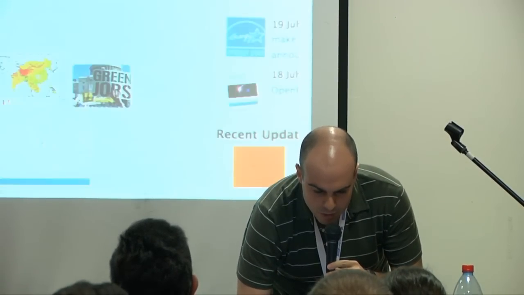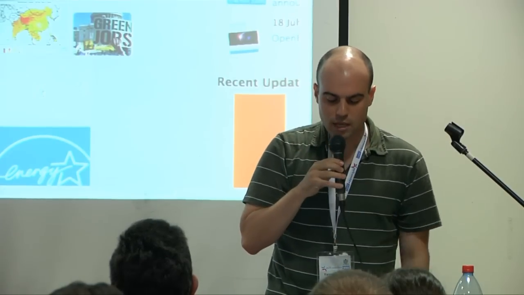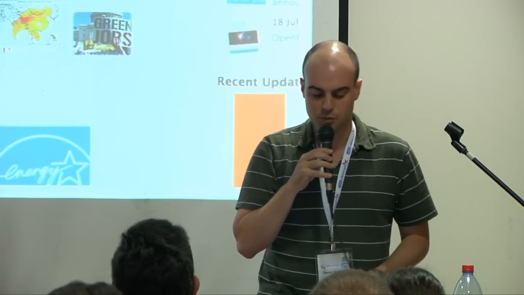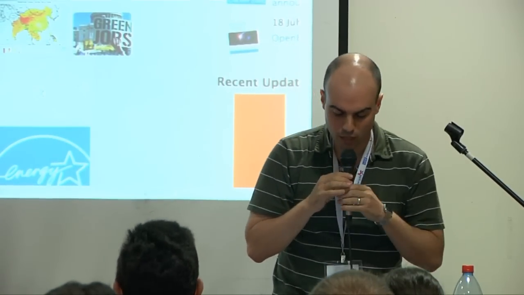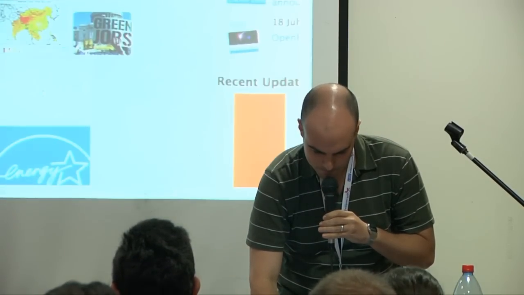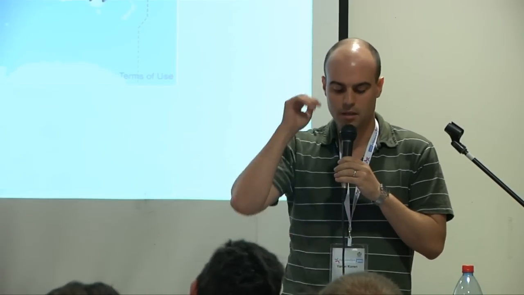So let me just show you a few examples of it in use. Here's a cool website, Open Energy Info. It's run by the U.S. Department of Energy. One of the pages they have is this map of clean energy companies. They actually have a bunch of different maps. This is enabled by an extension called Semantic Maps, which displays all this coordinate data using Google Maps.